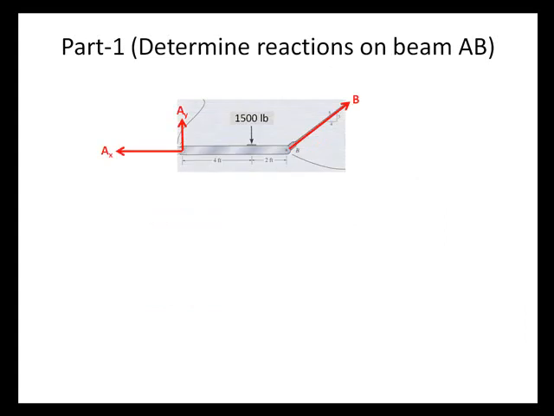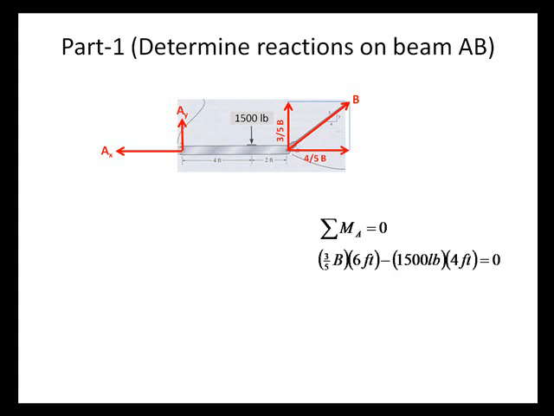Here's a free body diagram. And probably the first thing to do would be to break force B down into its components. The horizontal component would be 4/5 of B, and the vertical component 3/5 of B. Now let's sum moments about A, and that will help us discover force B.